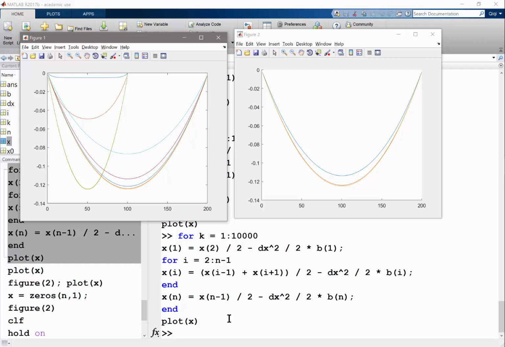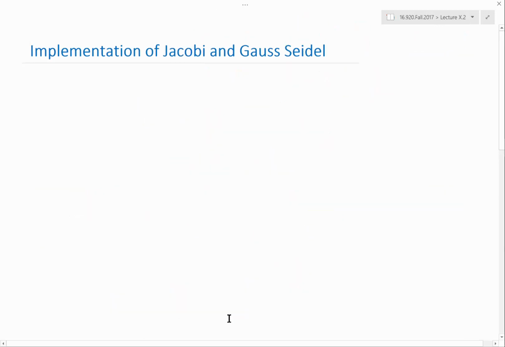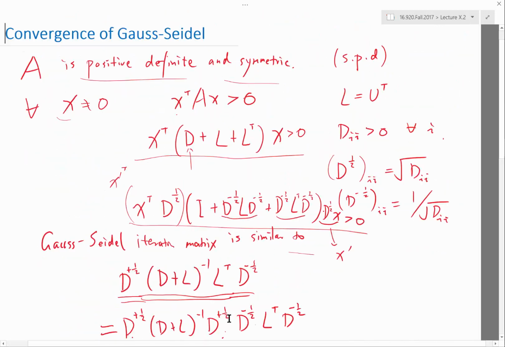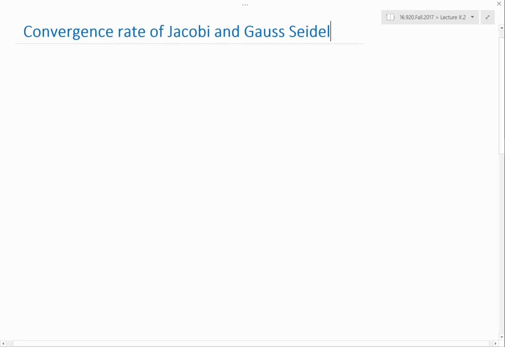All right. So we have seen now the convergence rate of Gauss-Seidel and the Jacobi. Let's do a little bit of analysis.